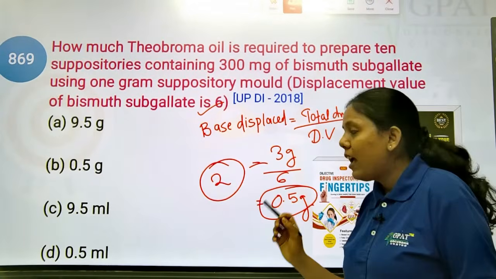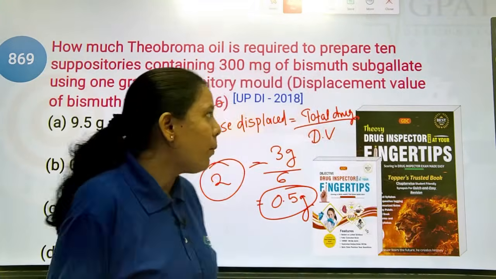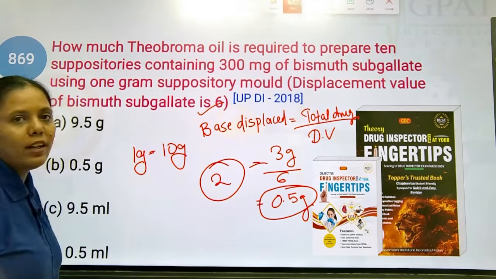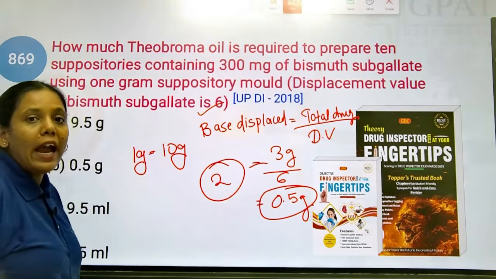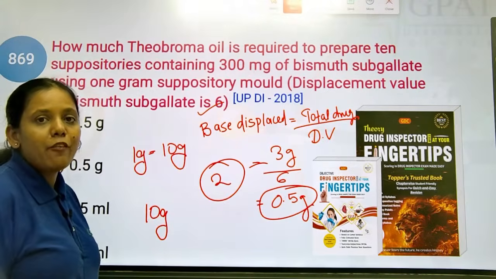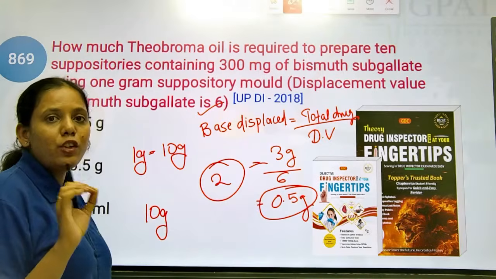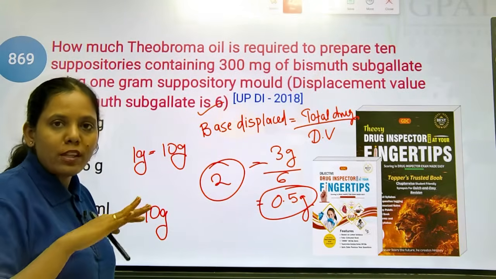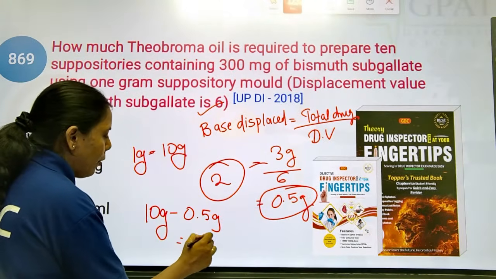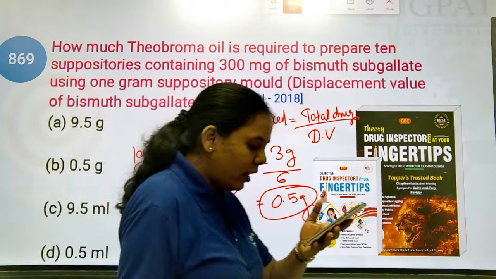So this has been displaced. Now our mole is how much? 1 gram. And total is 10 gram, right? So ideally how much was required? 10 gram. But the amount of drug, whatever 3 gram is there, has displaced your amount of base. So you subtract that, you will get 10 minus 0.5 gram, which is nothing but 9.5 gram. So if you see, option A is the right answer. Okay, clear all of you?